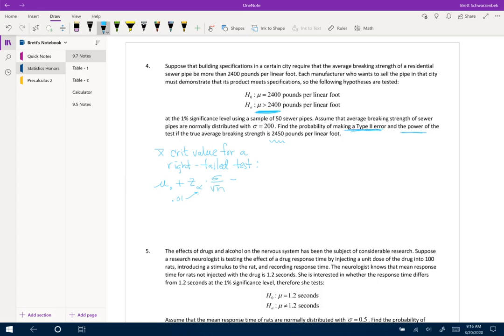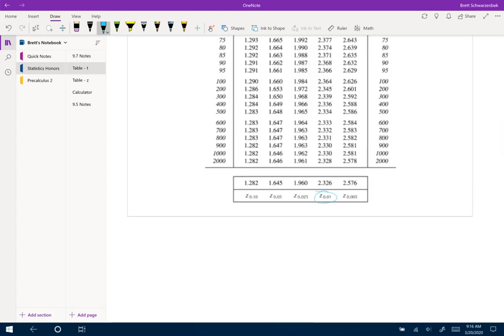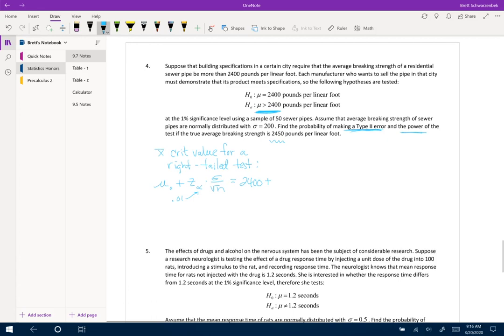So if we do that, we have 2,400, which is our mu naught. We're going to add z sub 0.01. So if we go to z sub 0.01, that's right here. So we're taking 2.326 and we're multiplying by our sigma 200 over the square root of our 50 pipes. If we do so, we're going to get an approximate X bar critical value of 2465.8.